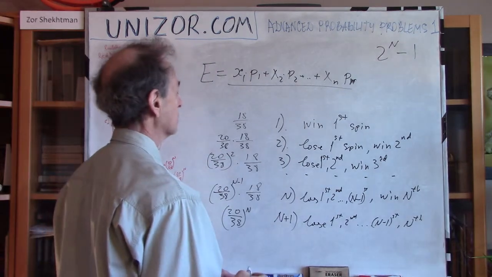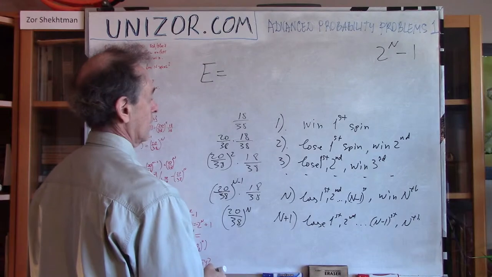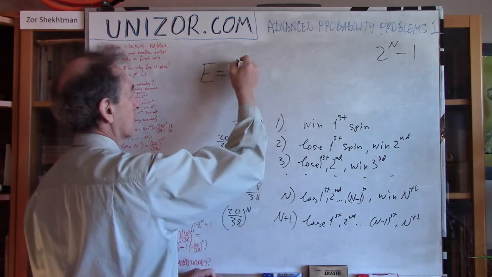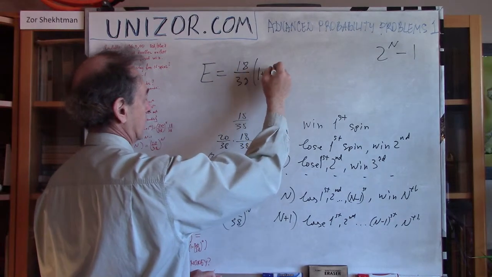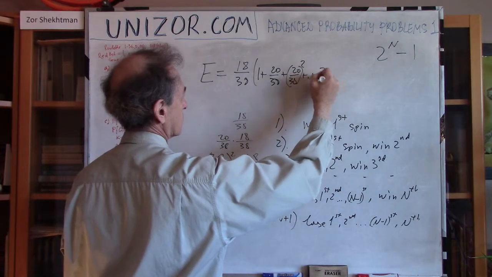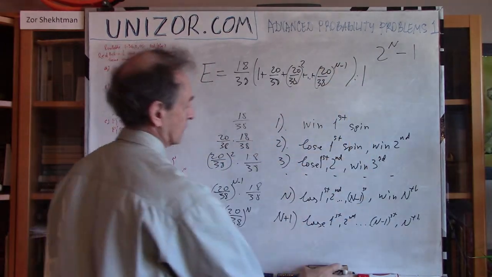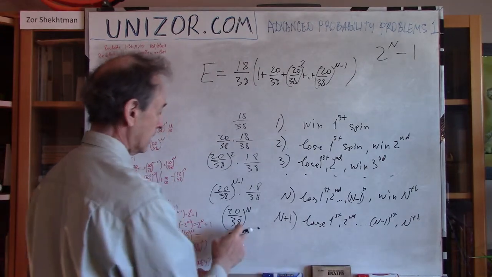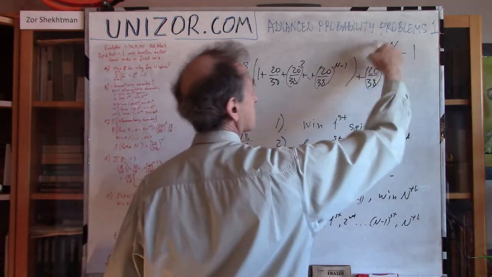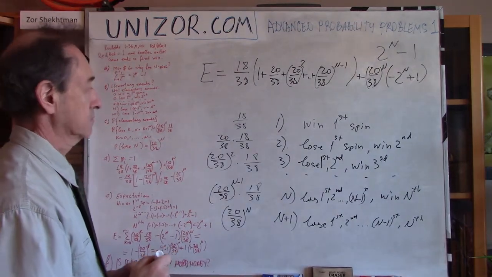So let's just summarize and see how it works. It's 1 and 1 and 1 and 1 and 1, so I'm basically multiplying the whole sum by 1, plus 20/38, plus 20/38 to the power of n minus 1. I have to multiply by 1. Well, I don't have to write it, right? It's multiplication by 1. And this one, 20/38 to the power of n, I have to multiply by this with a negative sign, which is minus 2 to the power of n plus 1. So that's my expectation.